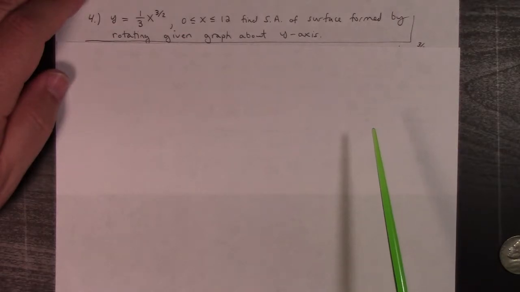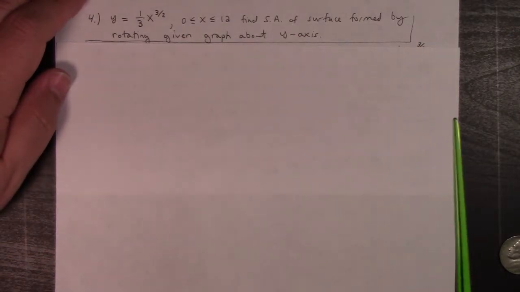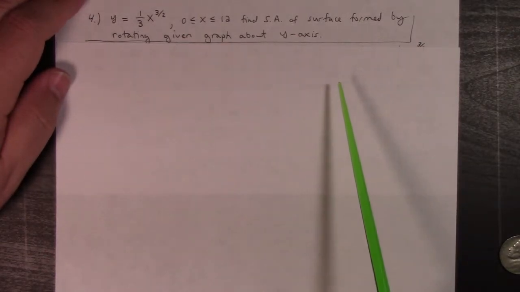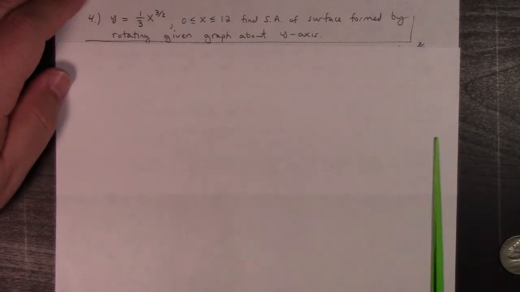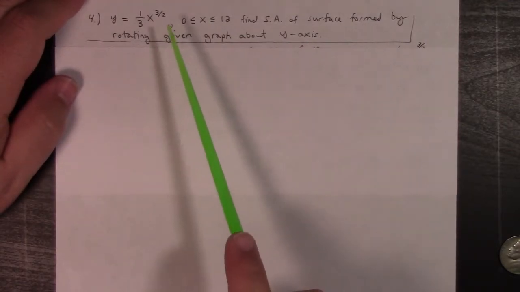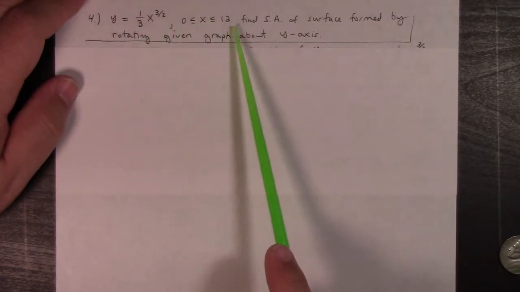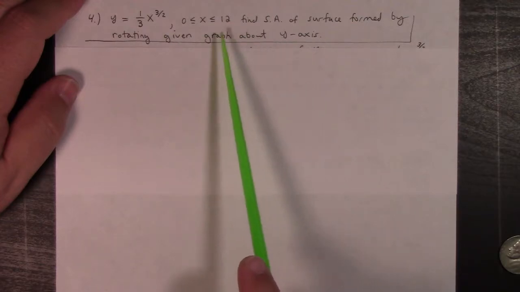You want the math to be second nature to you so that you can focus on the new applications, and that's what we're trying to get you to. In these calculus courses, we're trying to get you to be able to think in mathematics, to be comfortable. Anyway, moving on. y equals 1/3 x to the 3/2. We're going to find the surface area formed by rotating this about the y-axis.